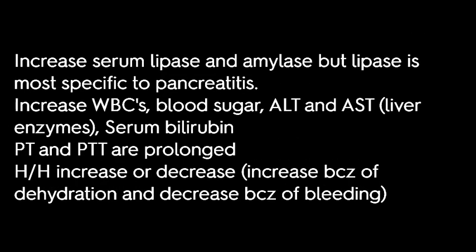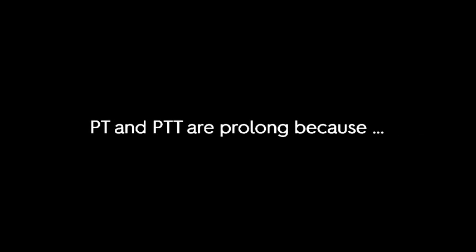How is pancreatitis diagnosed? Increased serum lipase and amylase, but lipase is most specific to pancreatitis. Increased WBCs, blood sugar, ALT and AST, and serum bilirubin. PT and PTT are prolonged, and H and H increase or decrease. Do ALT and AST go down? No, they are either normal or up. PT and PTT are prolonged because the liver is messed up. When the liver is messed up, you are at risk for bleeding.